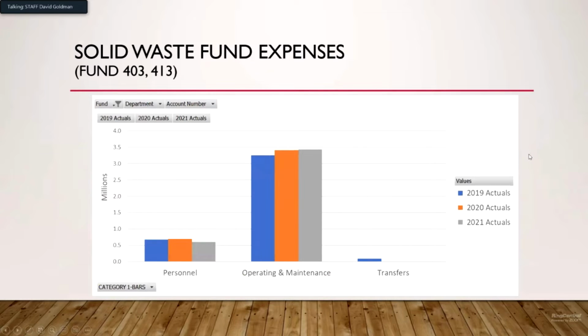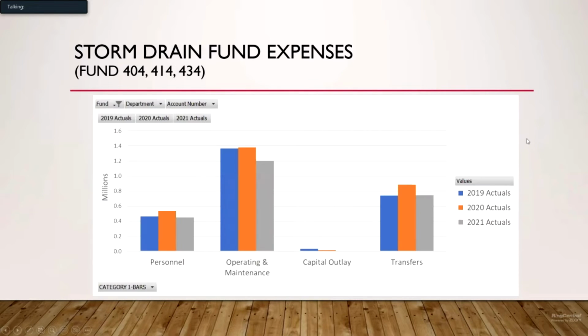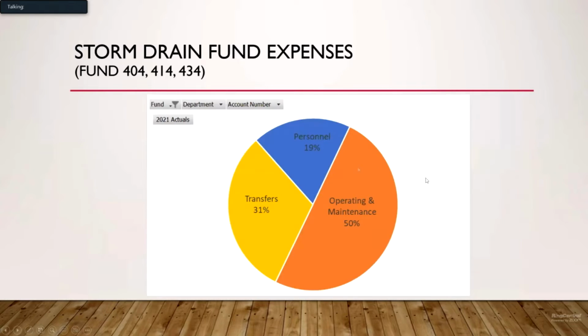So solid waste fund expenses, similar picture, different numbers. Operating and maintenance is here, personnel's there, and you have some transfers as well. And there's the pie chart. Storm drain fund expenses. So there's your operating and maintenance, personnel, transfers, and the capital outlay. And there's the pie chart for 21.